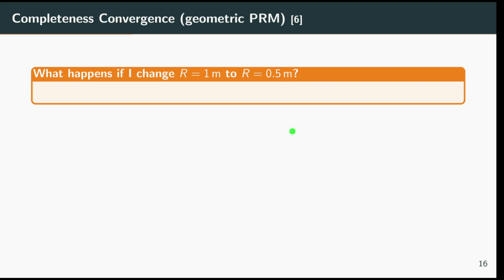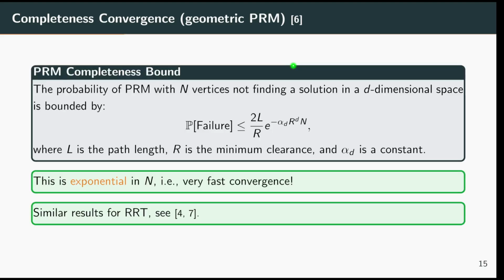So the first thing we can consider is, let's say we change this R. So R was this robust feasible distance, let's say 1 meter, so that it's easy, and we change it to half a meter, so we halve it and reduce it. What would happen with our convergence rate?